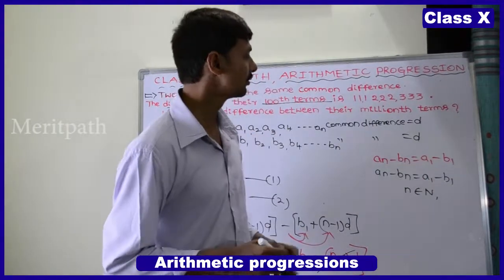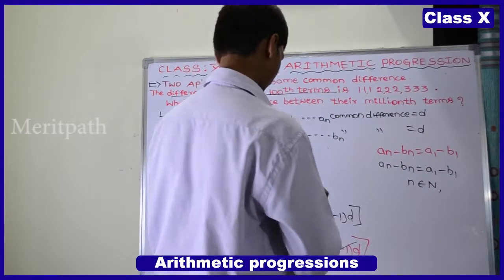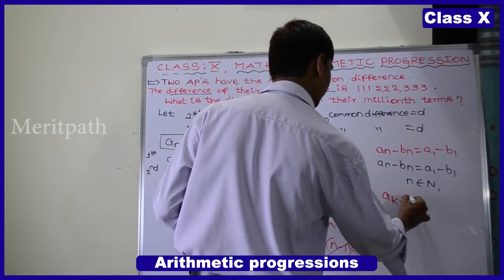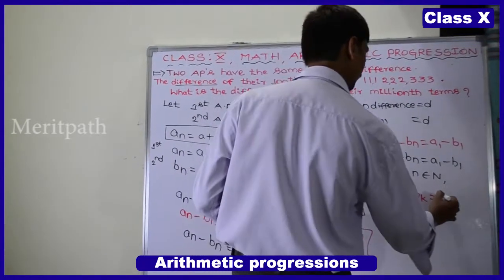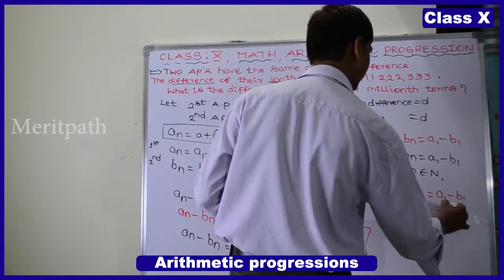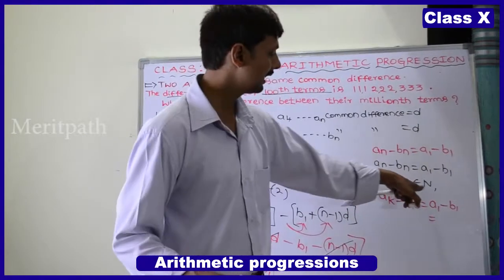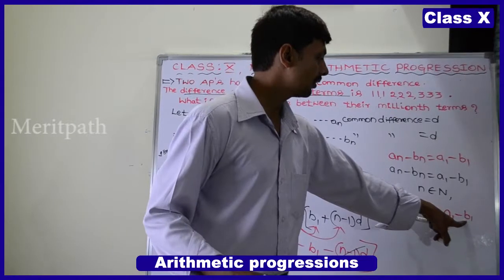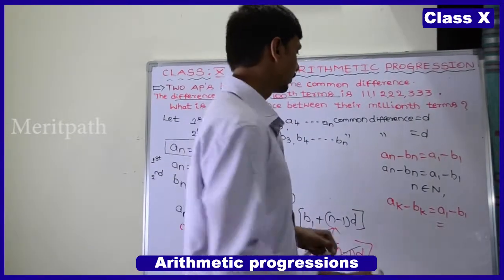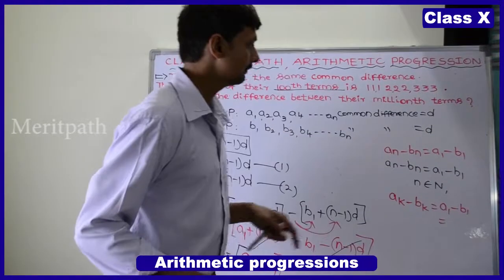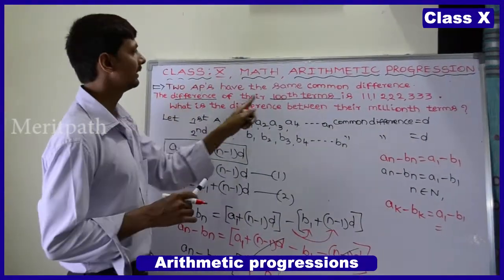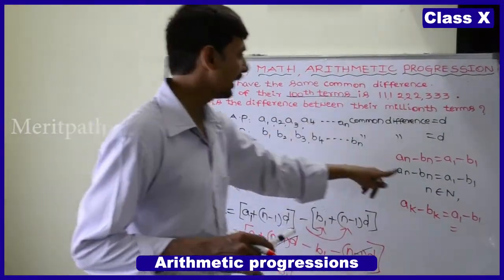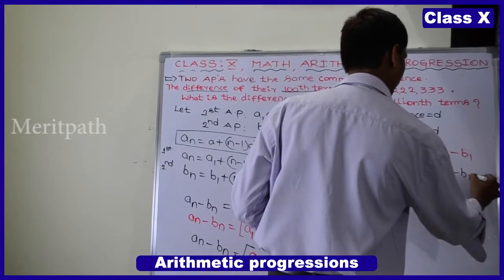Because if we substitute in the place of n, we will be getting a constant number a1 minus b1. So here we can understand that if we take the place of n any other constant value, ak minus bk will be the same as a1 minus b1. We will be getting the same answer for any natural number, a constant value a1 minus b1. So the difference between the 100th terms is also a constant number, as 100 is also a natural number.